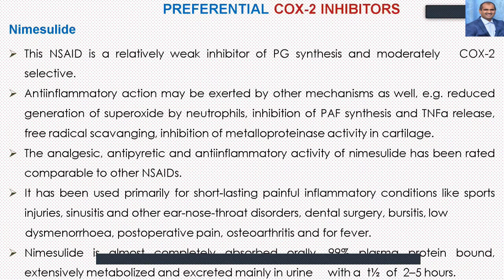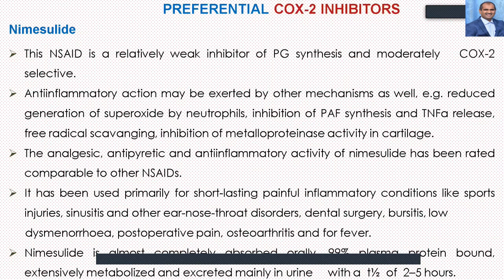The anti-inflammatory action may be exerted by other mechanisms as well, such as reduced generation of superoxide by neutrophils, inhibition of platelet activating factor synthesis and tumor necrosis factor alpha release, free radical scavenging, and inhibition of metalloproteinase activity in the cartilage. Of course, cartilage-induced pain is very tough to reduce, whereas nimesulide is one of the very good agents which we can use for many types of bone-induced pain.